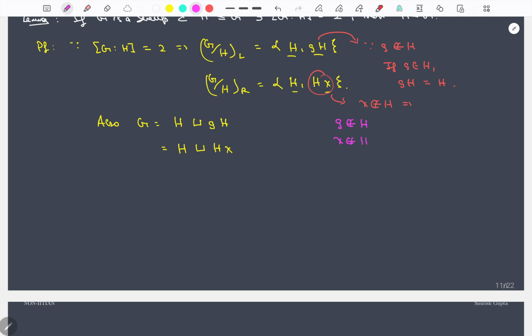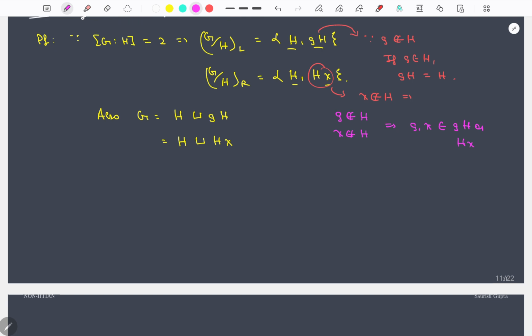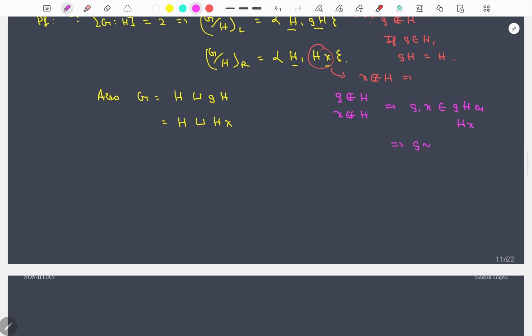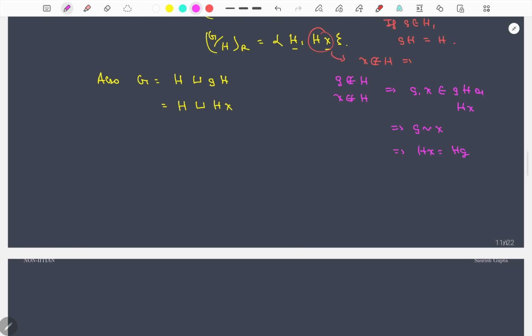x is also not in this equivalence class, but there is only one more equivalence class possible. So that means g and x are both in this equivalence class, or in this equivalence class, whatever you say. In other words, g and x are equivalent. So that means gH, or rather Hx, is same as Hg. Are you getting my point? So this is same as H disjoint union Hg.